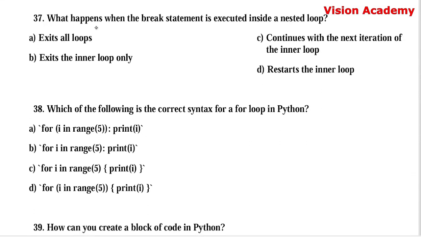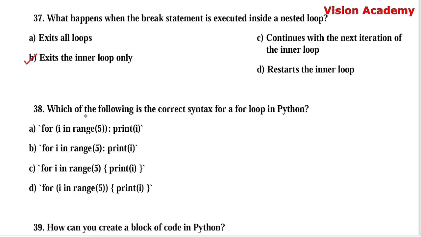Question number 37. What happens when the break statement is executed inside a nested loop? Option A, exits all loops. B, exits the inner loop only. C, continues with the next iteration of the inner loop. D, restarts the inner loop. So here option B, exits the inner loop, is the right answer.